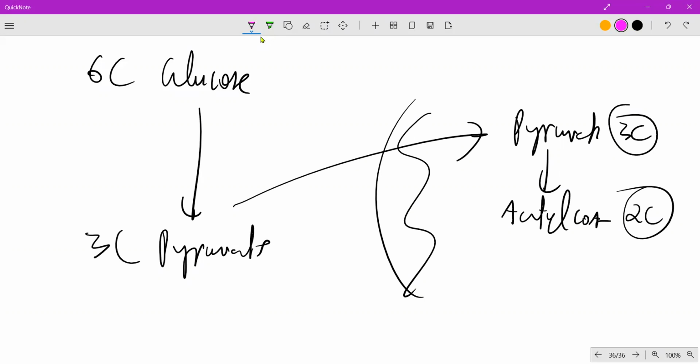Am I clear? So we have seen 2 reactions of respiration. The first is glycolysis, the second reaction catalyzed by PDC, NAD positive converted to NADH. At the same time, CO2 moves out.